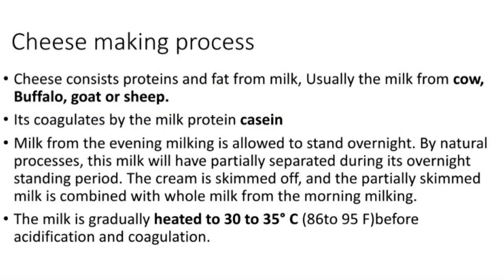Cheese making process. Cheese consists of protein and fat from milk, usually the milk from cow, buffalo, goat, or sheep. It coagulates by the milk protein casein. The milk is gradually heated to 30 to 35 degrees Celsius before acidification and coagulation. There are some steps in here.